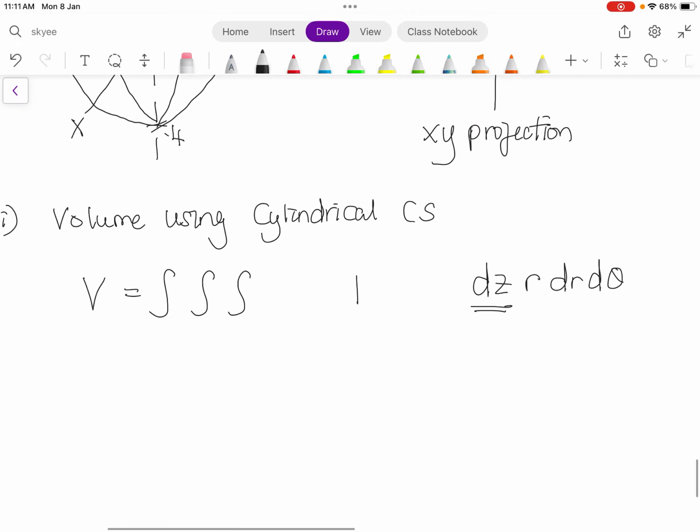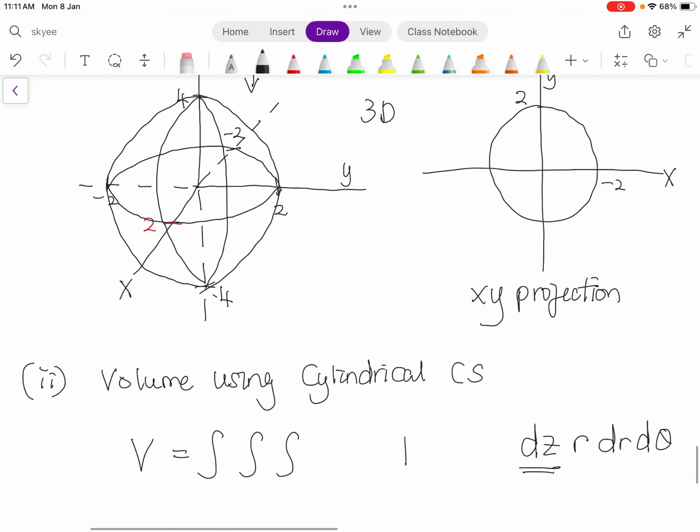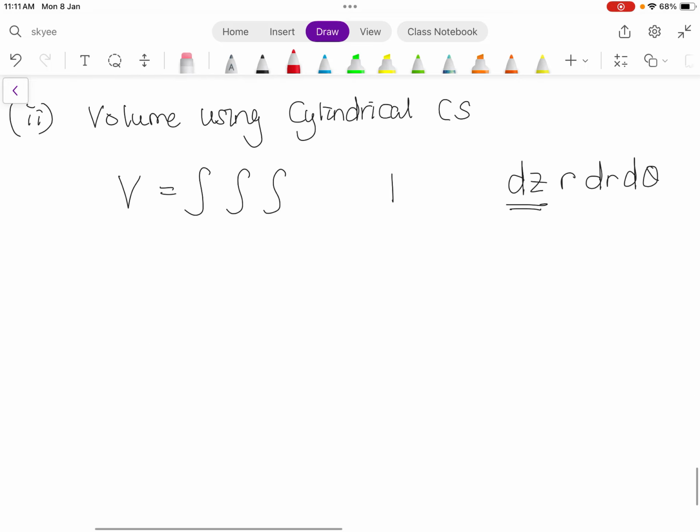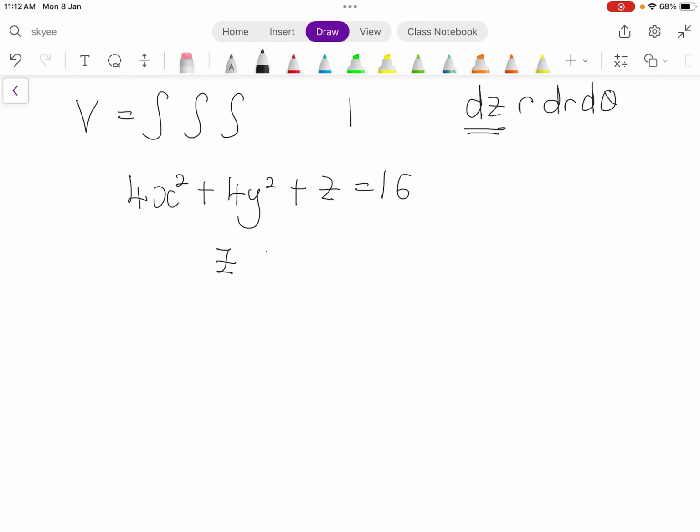So let us look at the volume. Imagine you are sitting inside this ellipsoid. When you look down and up, you will see the ellipsoid, right? So the equation, let me write down one more time. It is 4x squared plus 4y squared plus z equals 16. So z will be 16 minus 4. I group it this way because later on I want to change to cylindrical. It will be easy.